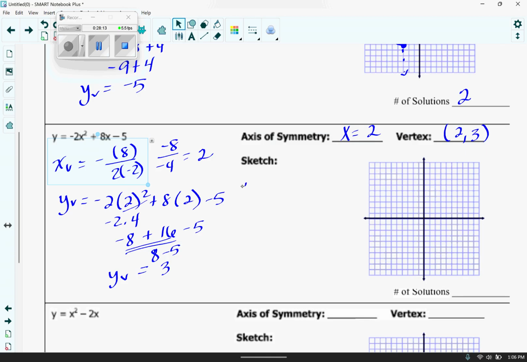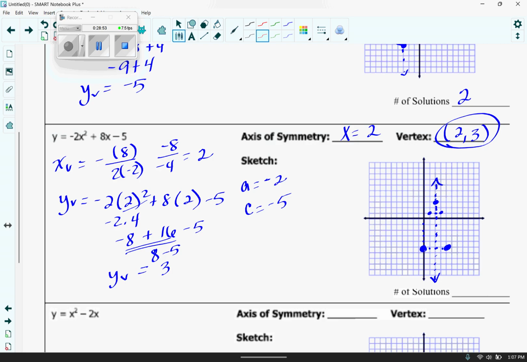My a value here is negative 2. And my c value here is negative 5. Those are 2 important pieces. So I know, plot this first, 2, 1, 2, 3. A value is negative, so it's going to open down, 2 over 1, down 2, back 1. And I also know it's going to cross at negative 5. 1, 2, 3, 4, 5. I also know that my axis of symmetry is right here in the middle, which means I can fold it here. So if I were to fold it, 1, 2, 1, 2, it's symmetrical. And then I can make my pretty parabola.